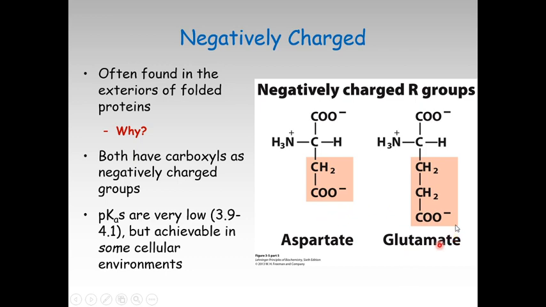Now, aspartate and glutamate, the names are pretty similar to asparagine and glutamine, right? And hence, when we looked at the previous slide, asparagine and glutamine were called the amide derivatives of aspartate and glutamate. Asparagine and glutamine are uncharged, whereas aspartate and glutamate are negatively charged.